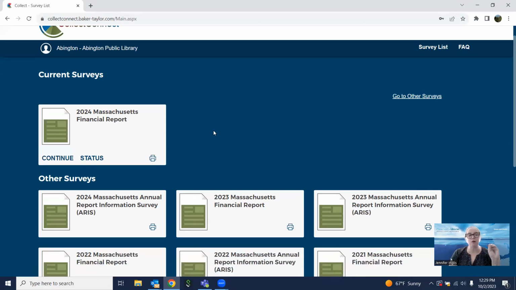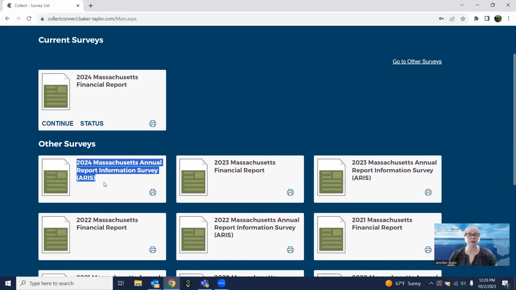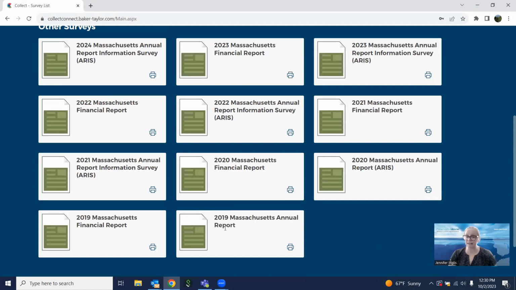In August, before the ERIS closed and after the financial report opened, there was a period of time where you would have seen 2 blocks here. And so if you're working on it then, make sure that you are in the right report. And then once the ERIS closed, you'll see that the 2024 ERIS moved down to the other surveys section. And if you look at this, you can see your 2023 financial report and your 2023 ERIS, 2022 financial, 2022 ERIS, and it goes back to 2019. So all of your reports are available to be printed for you.